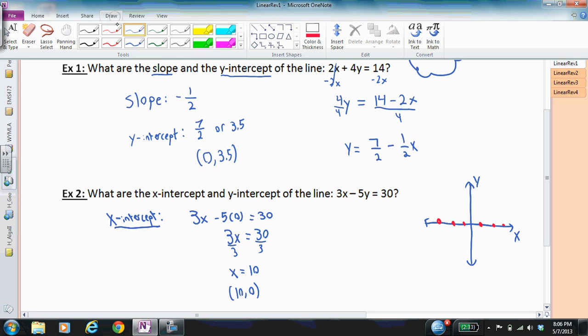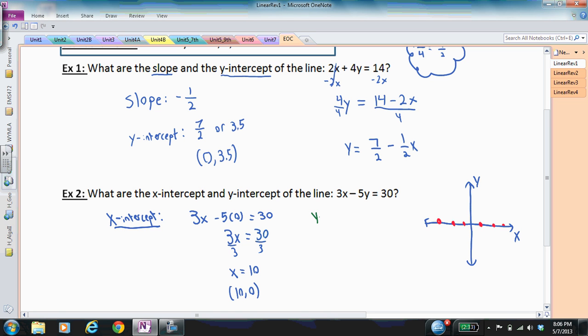Let's talk now about the y-intercept. Now, all along the y-axis at these different y-intercepts, what's the value of x? That's right, it's 0. So this time 0 goes in for x in the equation, and I solve for y. Divide both sides by -5, and y equals -6. So that's the point (0, -6).